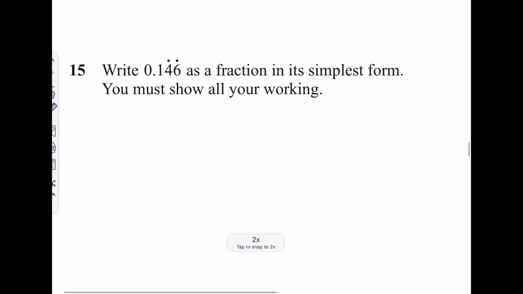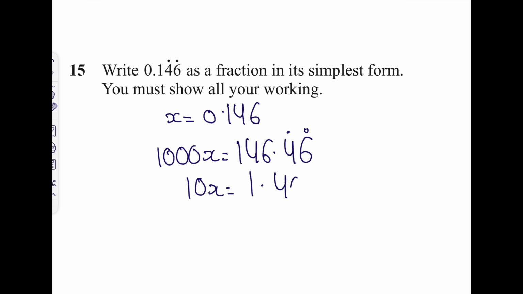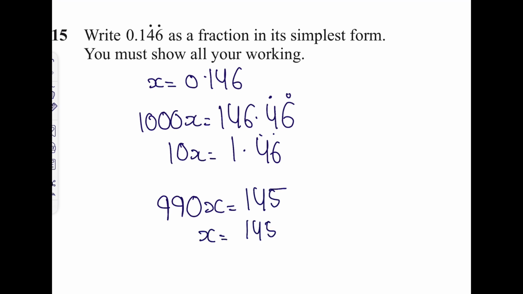Then it says write 0.146 with 46 repeating in its simplest form. Now since x is 0.146 with 46 repeating, I could do 1000x, which would give me 146 with 0.46 repeating. Now I could also do 10x. What happened is 1 would be here and 46 would still repeat. So when I subtract them, 1000 minus 10 would be 990x, which would be equal to 146. Since the decimal part is the same, it will be cancelled out. 146 minus 1, which is 145. So x would be 145 over 990.